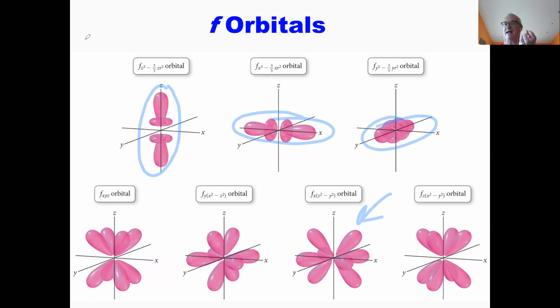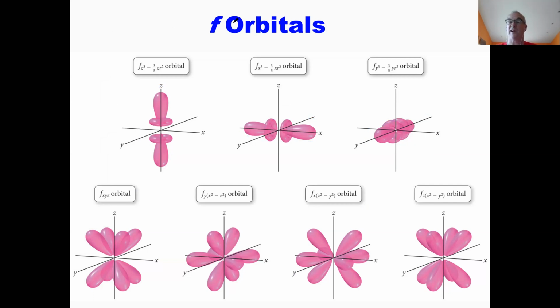But all you have to remember is there's 7 of them. They all have equal energy, and they get filled one at a time. And we're going to go into how the electrons fill them one at a time, and try and relate that to the periodic table.